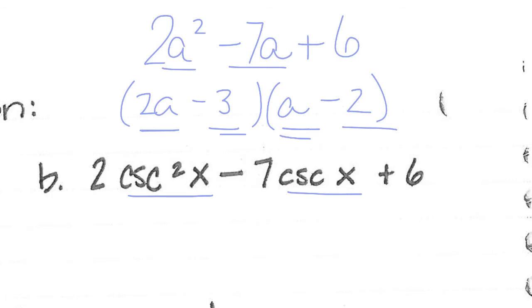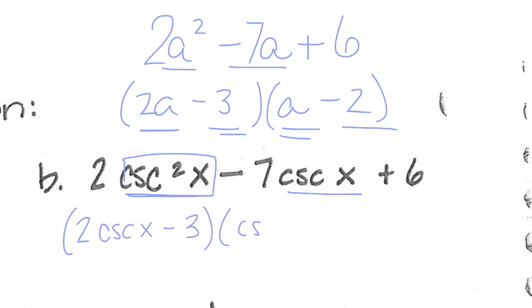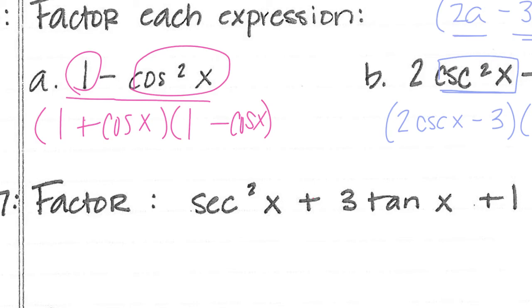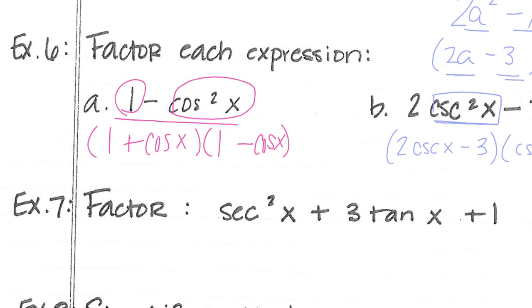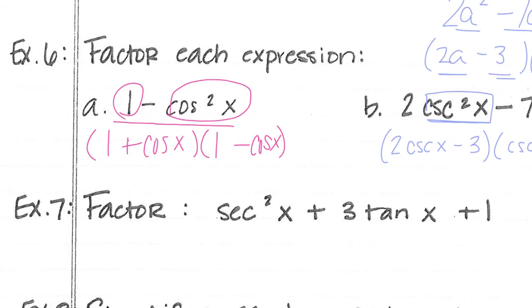But I know that that a squared is not an a squared, it's a cosecant squared x. So I'm just going to rewrite this with a cosecant x minus 3 and a cosecant x minus 2. These next factorings always catch me off guard because all of a sudden they're going, hey, we have a secant and a tan. Have fun with that.